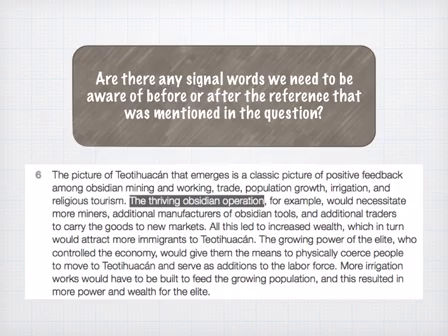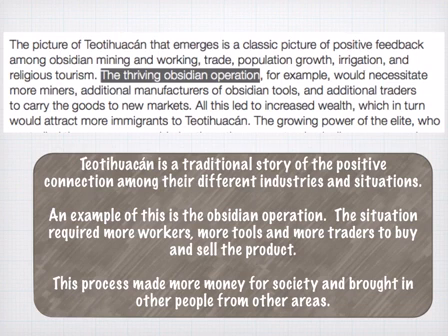So if we look at this, we've got this signal word here, for example, which is giving us an illustration of a point, would necessitate more miners, additional manufacturers of obsidian tools, and additional traders to carry the goods to new markets. All this led to increased wealth. So this is the idea of this increased wealth here, which in turn would attract more immigrants to Teotihuacan. So let's have a look at the answers here, along with the paragraph.